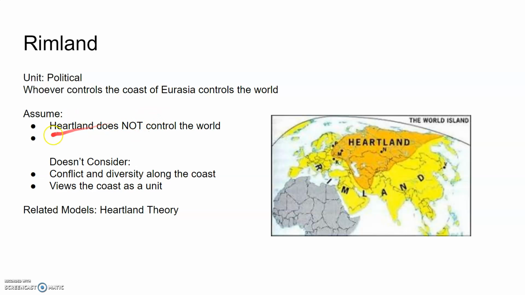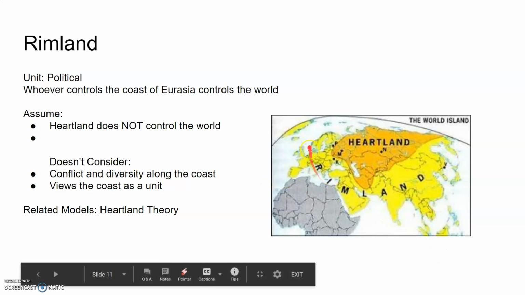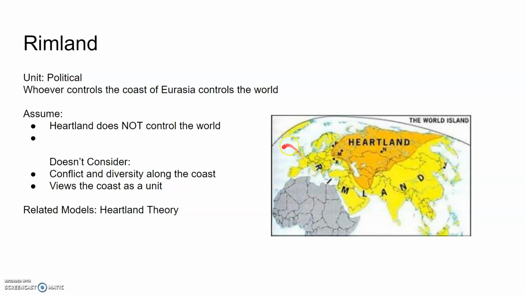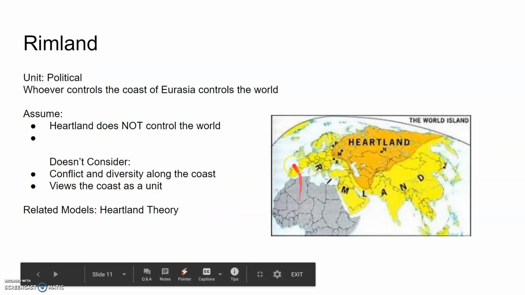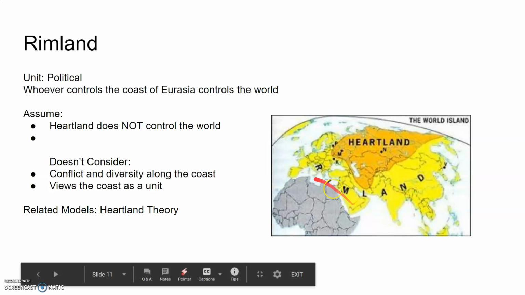Now, this assumed that the Heartland doesn't have control in the first place, but it doesn't consider the amount of diversity along this coast. Spain is very, very different from China, and there are many conflicts, like India and Pakistan. This theory basically considered the coastline as a unit rather than many different countries, and the diversity could create conflicts like in India and Pakistan.